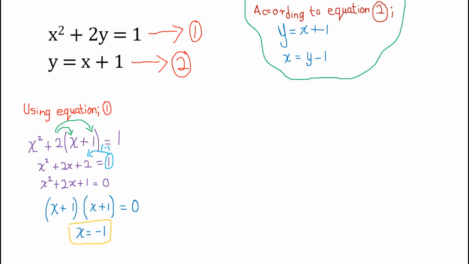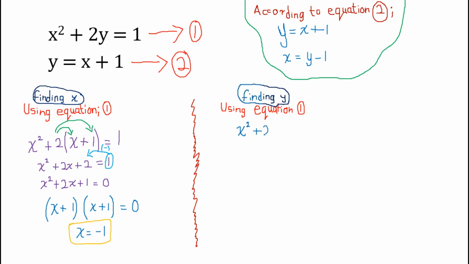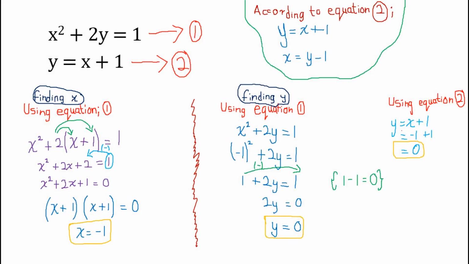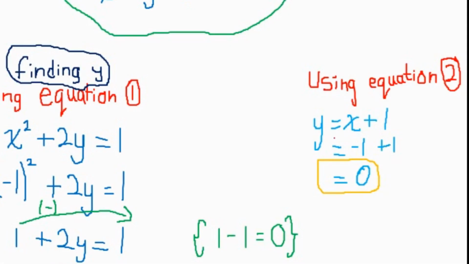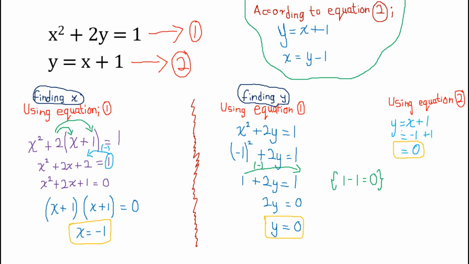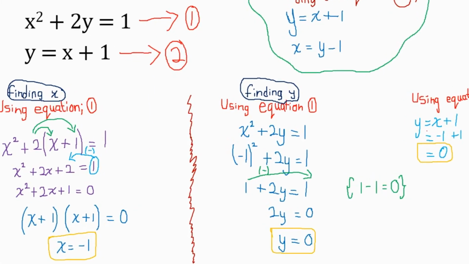Now that we know x, we can find the value of y by using either one of the two equations. But to show you that this method is correct, I'll prove the value for y by using both the equations. There you can see in equation 1 as well as equation 2, we have got the value of y as 0. On to the next equation.